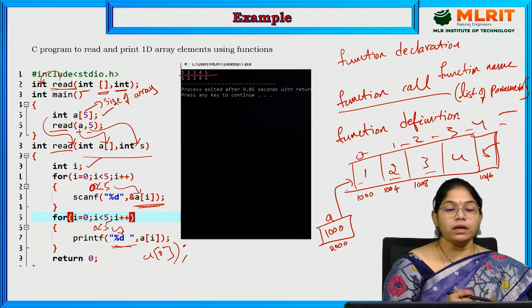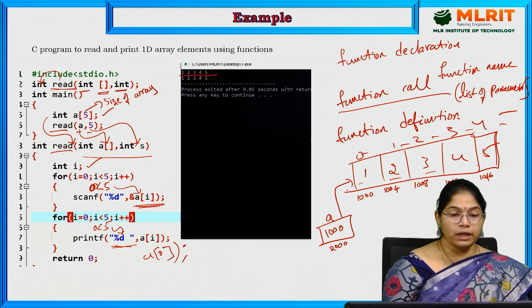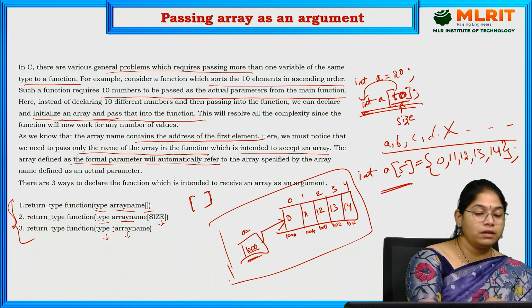So in this way, we can pass an array as an argument to the function by using any of the three ways.